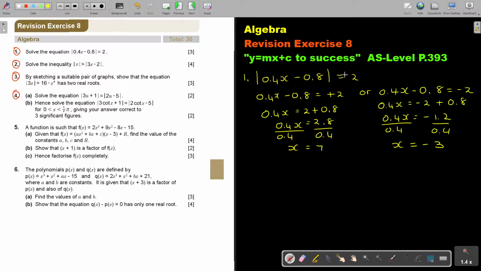You can test it, but most of the time when it's a constant, it's just working. But substitute therein if you want. You can even just check it. So it's 0.4 times that 7 minus 0.8, and that's just the 2. And the same here. If I press in 0.4 times negative 3 minus 0.8, I get negative 2, but it's in the bars, so it becomes positive 2. So both are solutions of the equation. Okay, that's number 1.